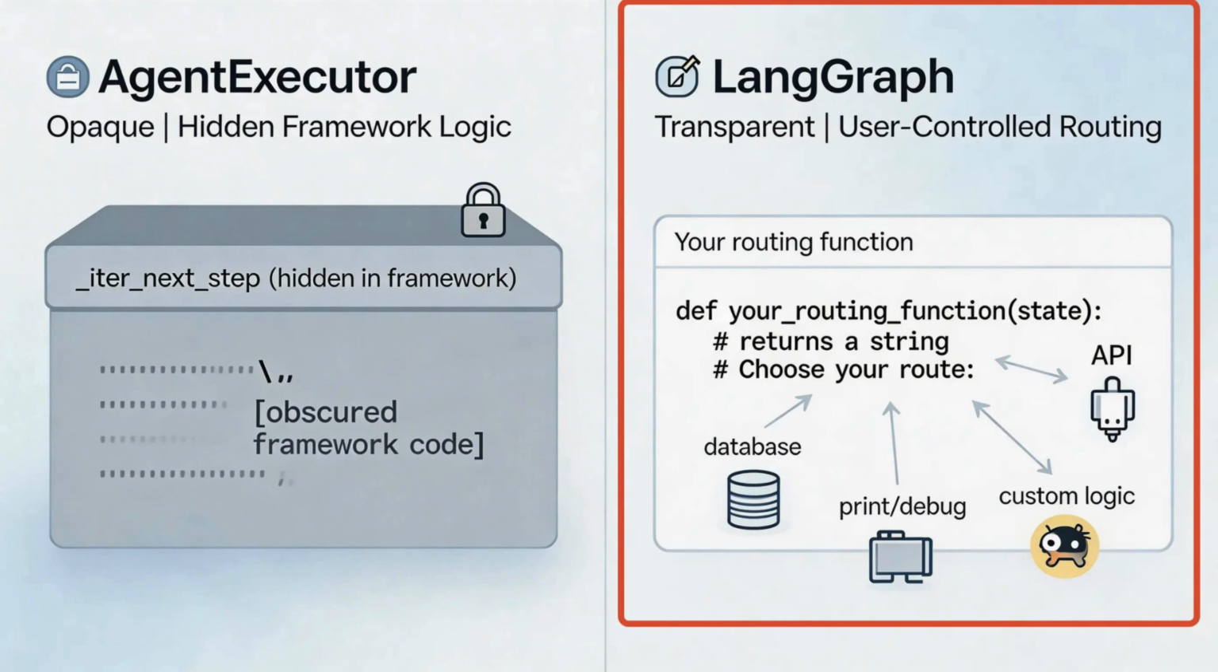But in LangGraph, the control flow lives in your routing functions. It's right in the file in your code. It's a Python function you wrote. It returns a string. You can put a print statement in it, a debugger, a database write, or any external API call, anything, and you control everything of it. That's the shift from implicit loop to explicit graph.